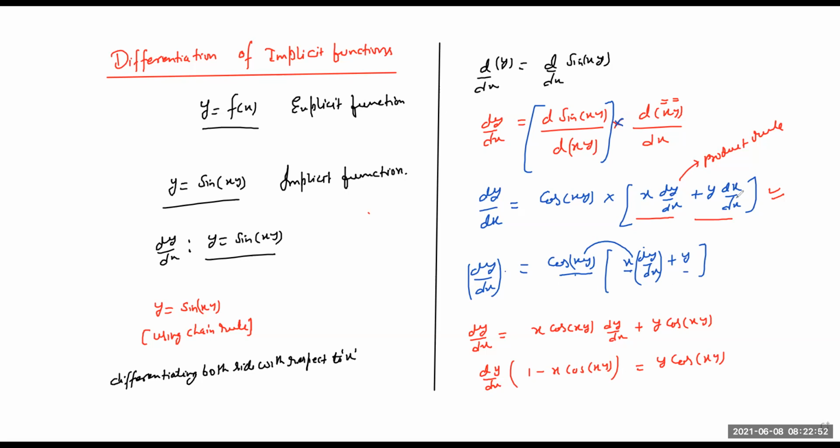And d by dx of x is 1. So that's why y into 1 is y only. And we cannot do anything with the dy or dx, so we can leave this as such. Okay. Is it fine? Okay. Yes, sir.